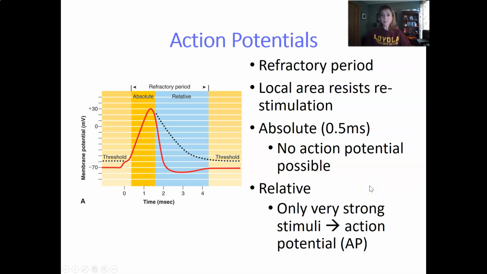So this hyperpolarization is going to put us into a period that's called a refractory period. This means that the local area of the membrane is not going to be able to be restimulated. This is going to happen for about half of a millisecond, and no action potential is possible, regardless of how strong that stimulus is. After about half a millisecond, it's going to enter a second refractory period called the relative refractory period. During this time, only very strong stimuli can give us an action potential.